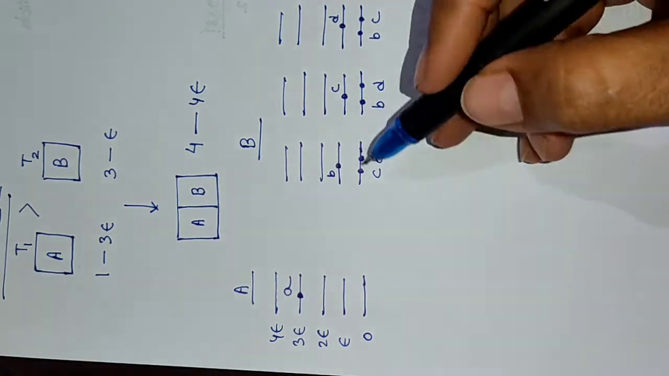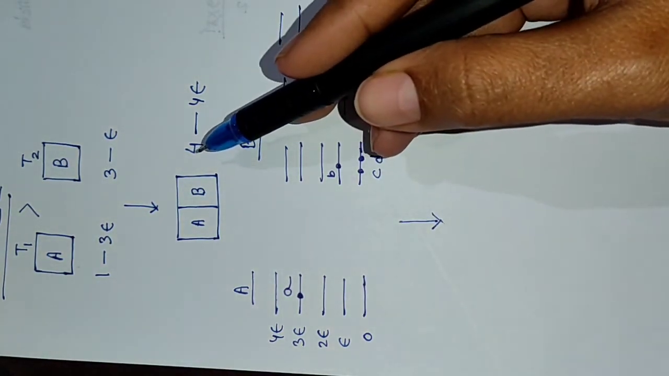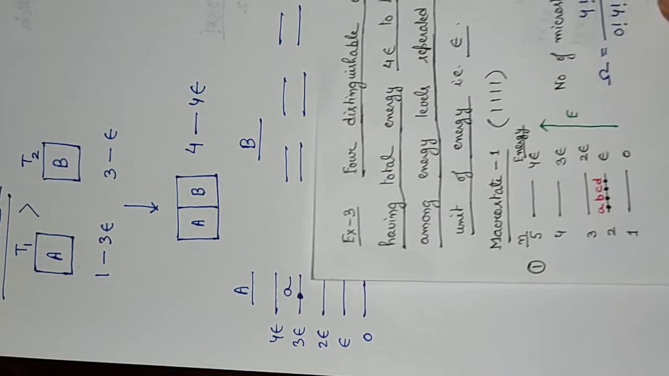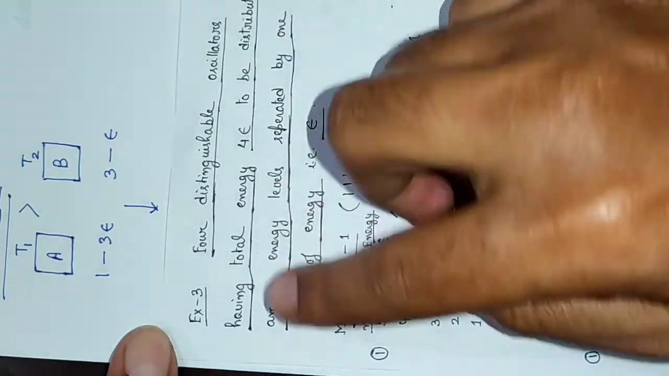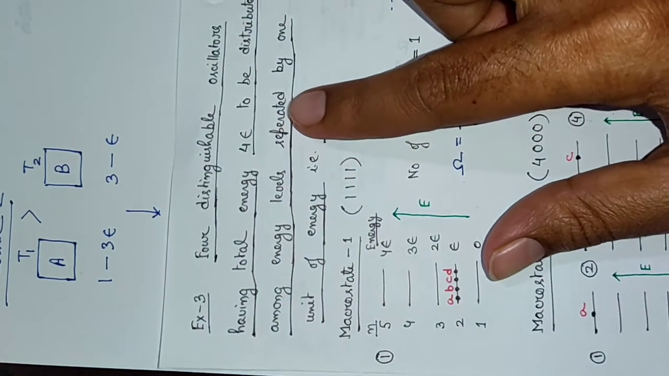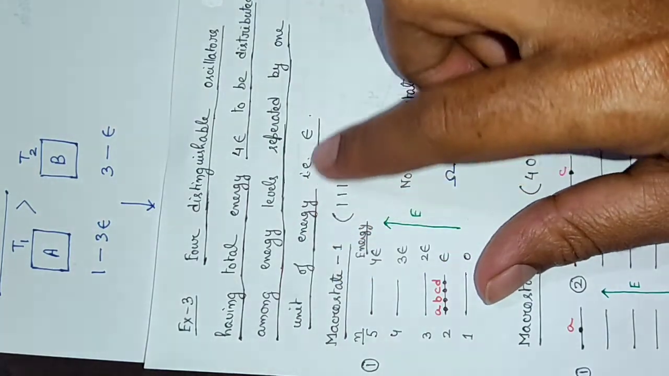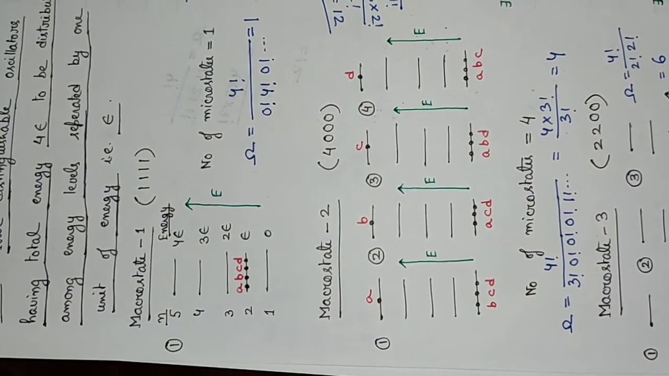Now when these two systems are brought together, then we have 4 distinguishable particles having total energy 4 epsilon. Now that system was actually the problem that was discussed in the previous lecture, that is 4 distinguishable oscillators having total energy 4 epsilon and to be distributed among energy levels separated by 1 unit of energy, that is epsilon. So we have the composite system ready.